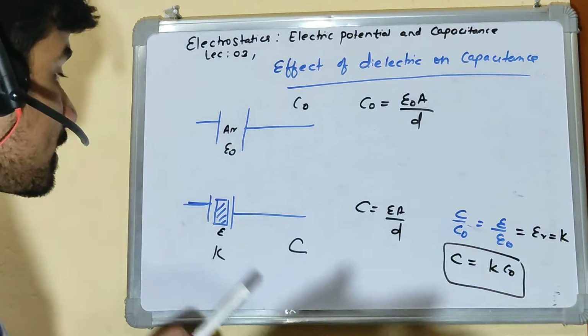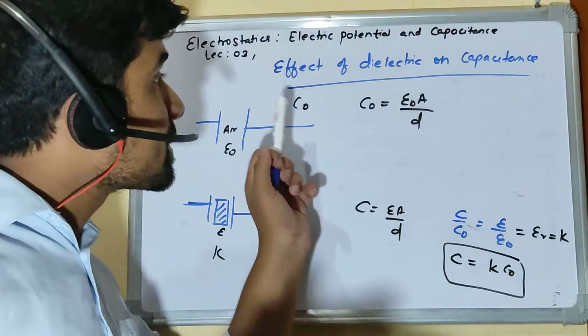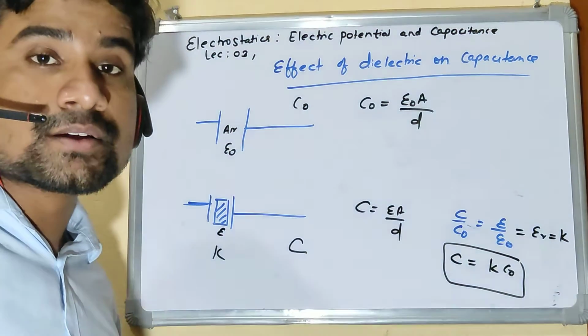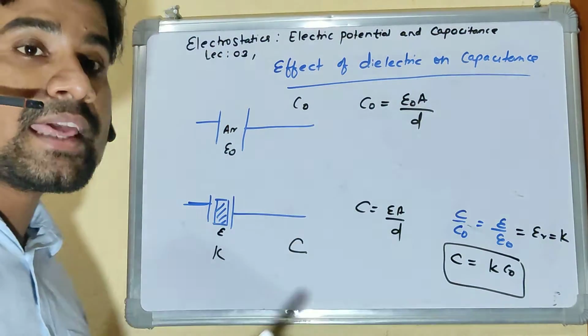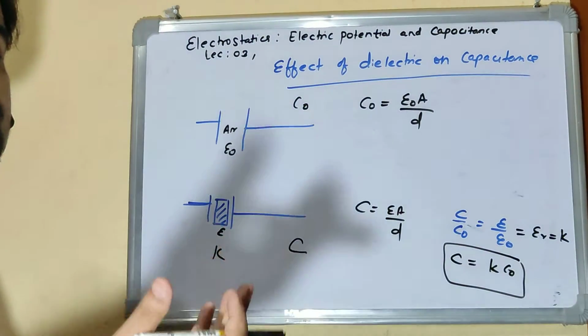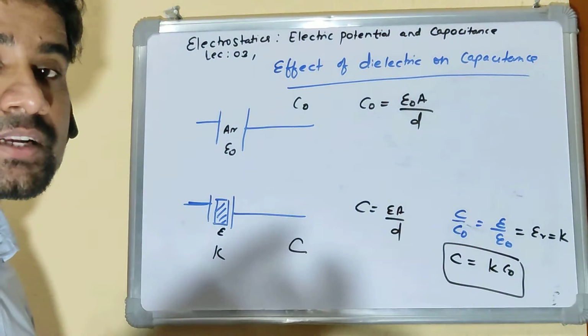So after inserting a dielectric in between these two plates, I am able to increase my capacitance, or charge storing capability, by K times. So this dielectric is giving me a kind of benefit. Now, when I am able to increase my capacitance, I can store the same amount of charge with less potential.